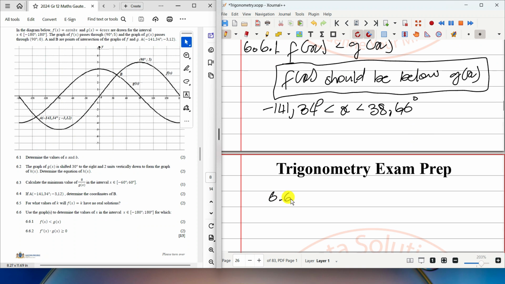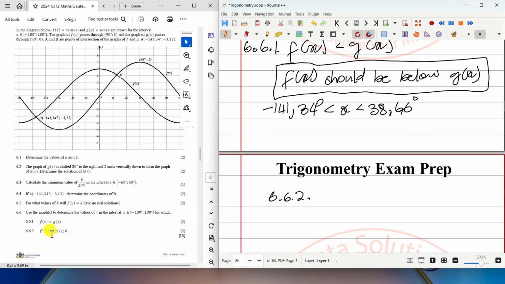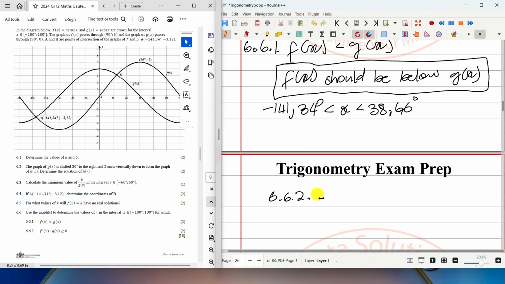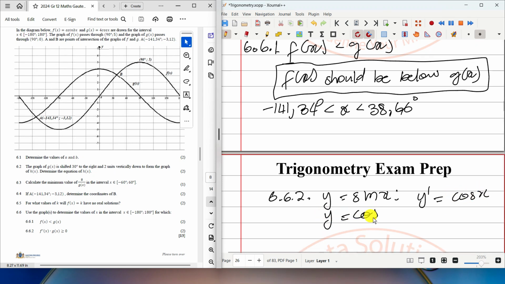Now 6.2, I don't like what they did here, guys. I really don't like what they did here. Let me begin by saying, f prime x, you guys haven't done this as yet. When y is sine x, y prime is cos x. When y is cos x, or let me call it g, g prime will be negative sine x.